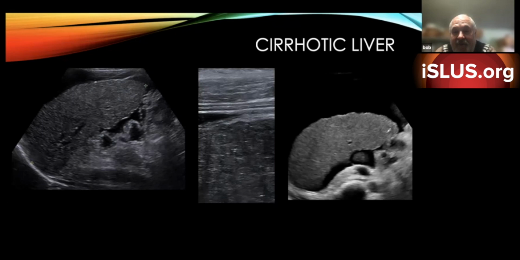And then here's a severe one, the liver's starting to shrink up now. We have a lot of ascites. So those are the kinds of things. You can see this has really got an irregular contour. We can see that without putting the high frequency linear on.